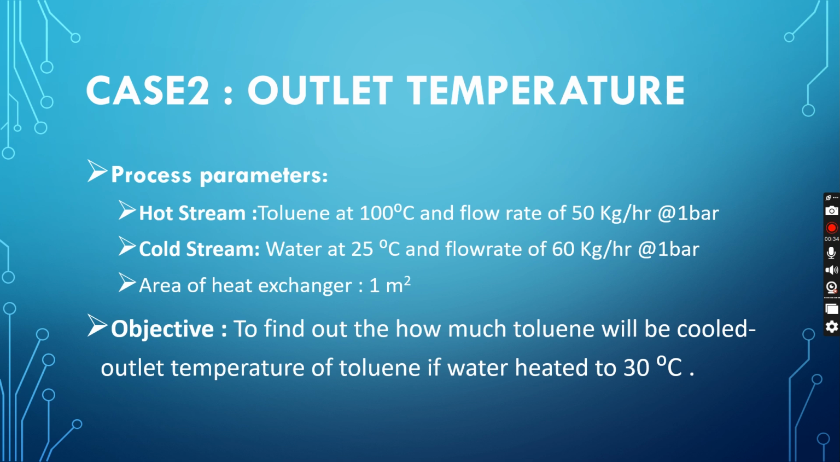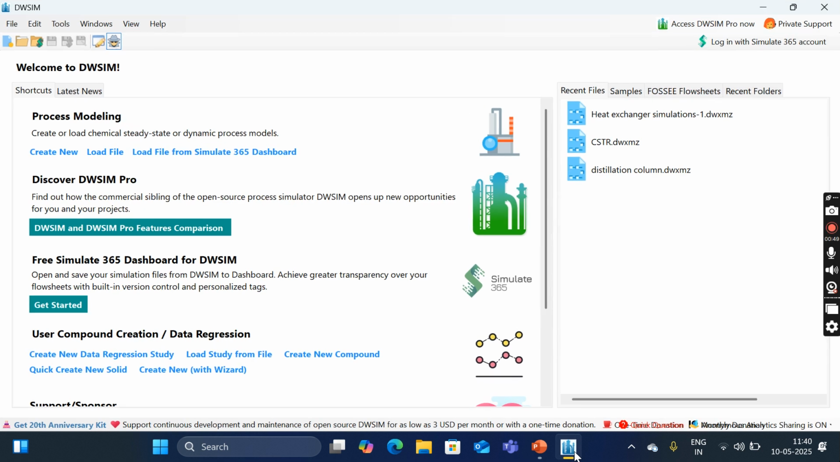So the objective of this simulation is to find the outlet temperature of the hot stream, how much the toluene will get cooled if the water is heated to 30 degrees C by a heat exchanger of area 1 meter square. So let's go to DWSIM, simulate, and figure it out.